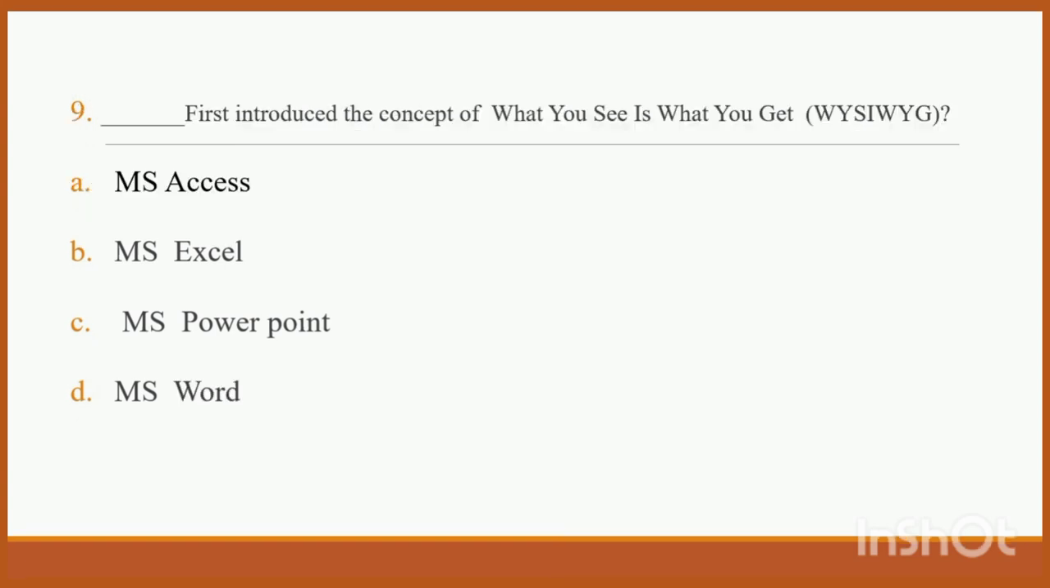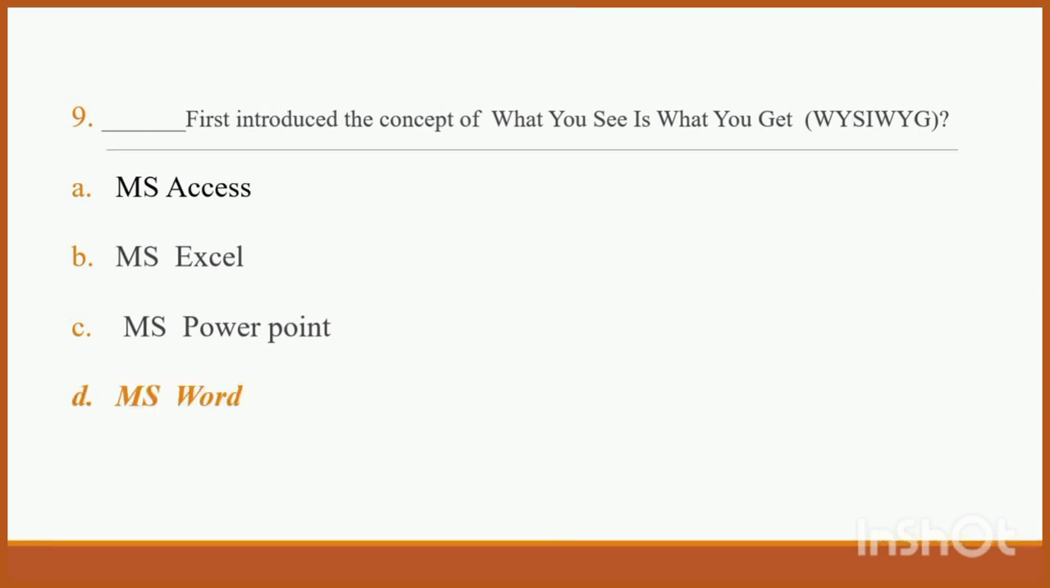Question 9. First introduced the concept of what you see is what you get, WYSIWYG: option A, MS Access; option B, MS Excel; option C, MS PowerPoint; option D, MS Word. MS Word first introduced the concept of what you see is what you get. Right answer D, MS Word.